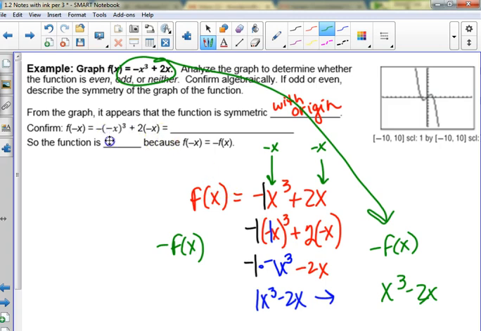So replacing all of the x's with the opposite of x took the opposite of the entire function. So this was true. So the function is what when it has origin symmetry? It's odd.